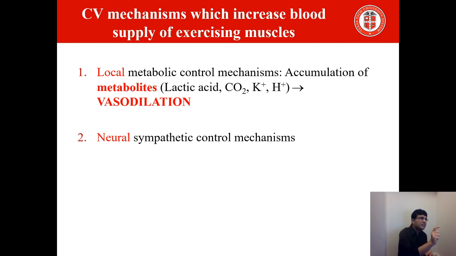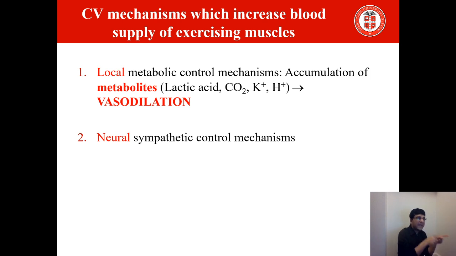So if we see the local responses, once we do exercise, we consume oxygen and we liberate a lot of carbon dioxide, lactic acid, potassium, and hydrogen ion. And all these ions are potential vasodilators. So there is mass vasodilation taking place, and a lot more blood is delivered, a lot more oxygen is delivered, and the increased need of the exercising muscle is met.